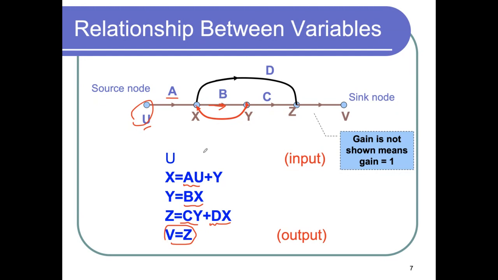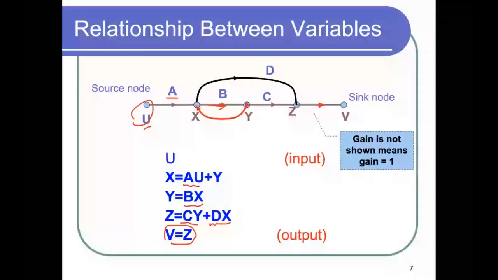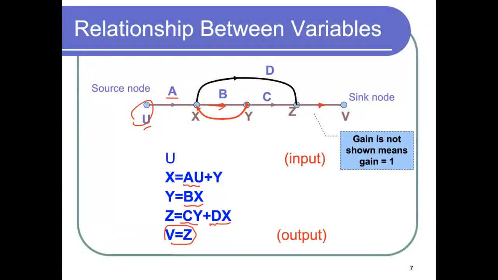We have what's called the sink node. For the sink node, all the branches connected to that node are entering the node, and the signal is not affecting other signals. So speaking of the relationship, you have the input, which is the source node U, and the output V, or call it Z, which is the sink node. If there is no transfer function shown, then the gain is 1. The transfer function is 1.